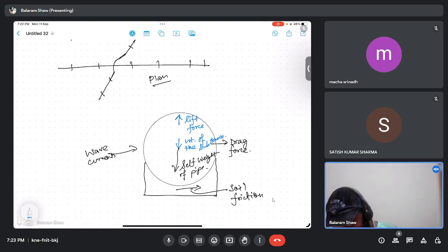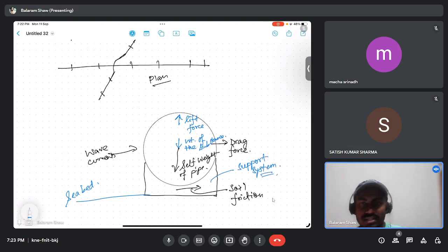Okay, let us say this is the seabed. Let us say some active faults are there, that I will come to later. So there will be one support system here. So this is the support system. And why do we need this support system? Why do we need this support system for the pipes?